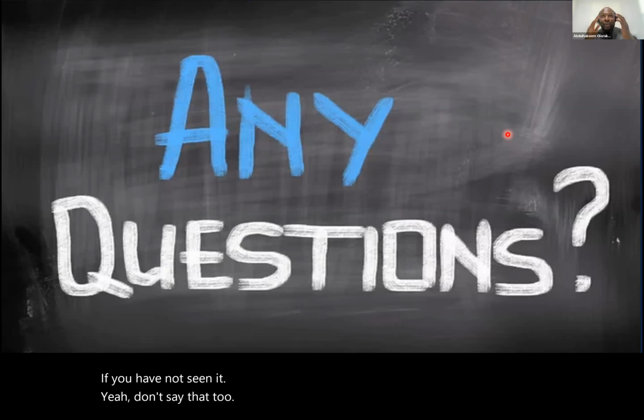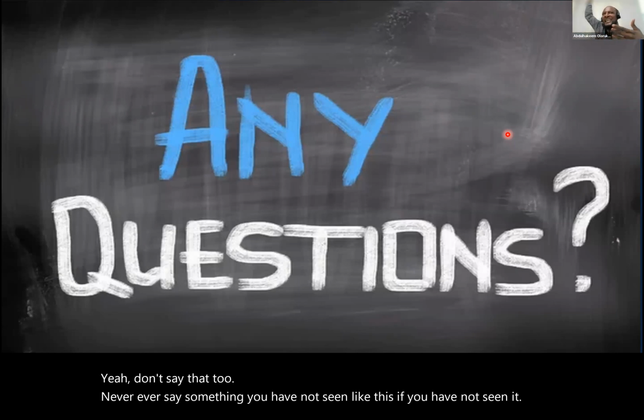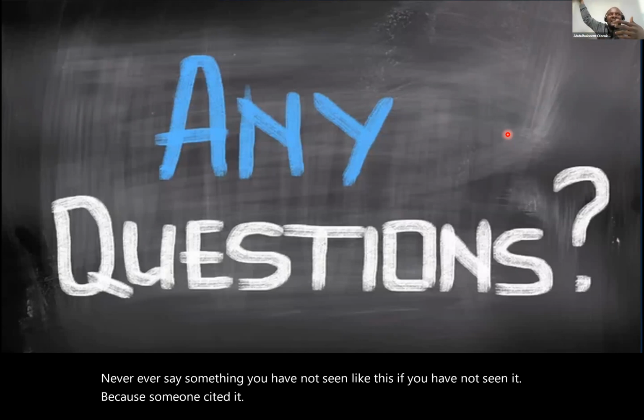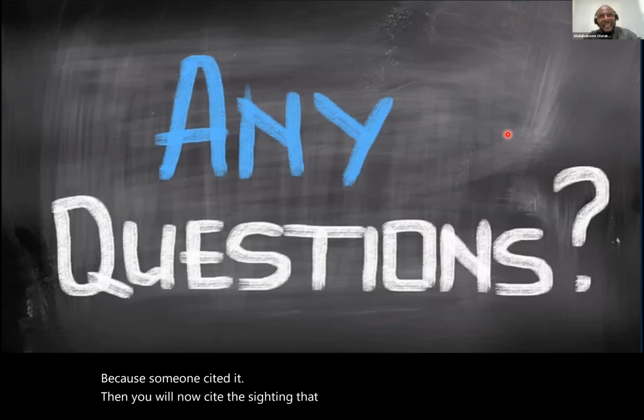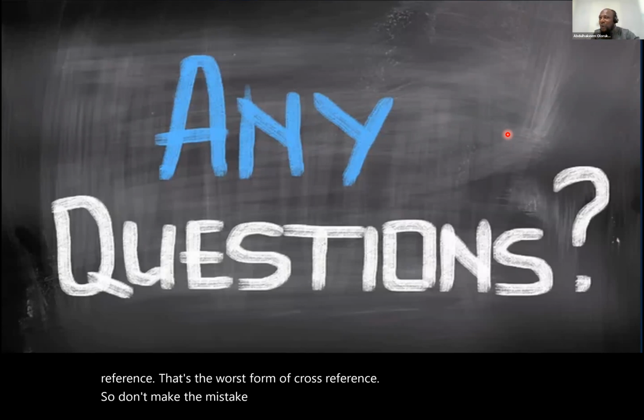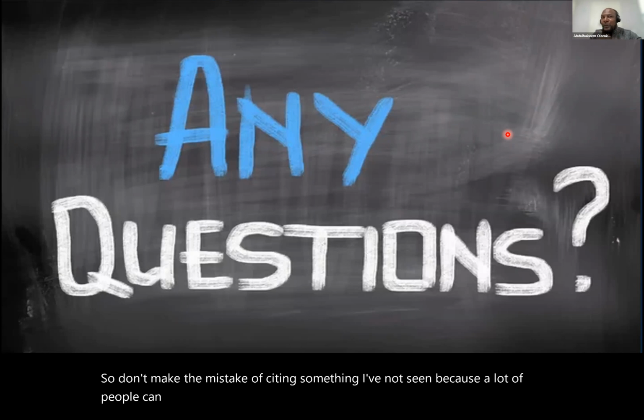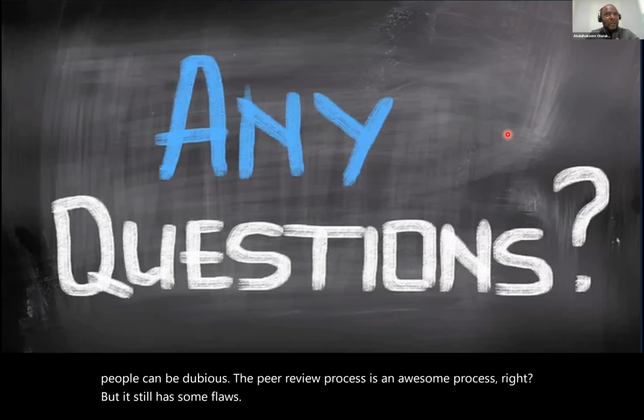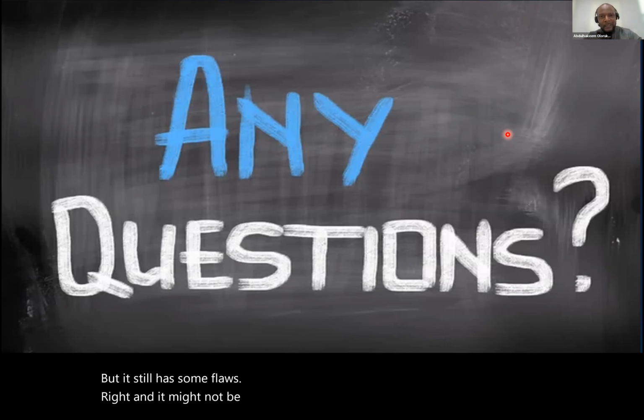Never, ever cite something you have not seen. If you have not seen it, because someone cited it, and you then cite what that somebody cited, that's cross-referencing, the worst form of it. So don't make the mistake of citing something you have not seen, because a lot of people can be dubious. The peer review process is an awesome process, but it still has some flaws, and it might not be 100% flaw-proof. Let me give you an example.